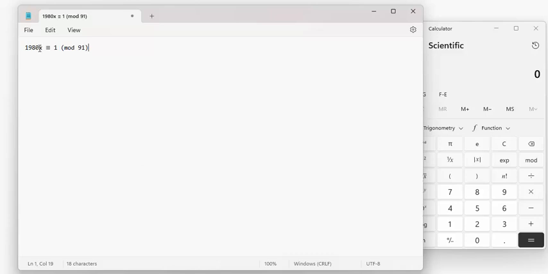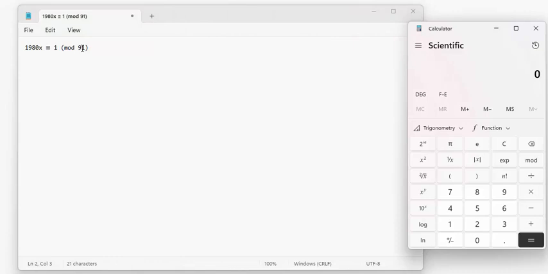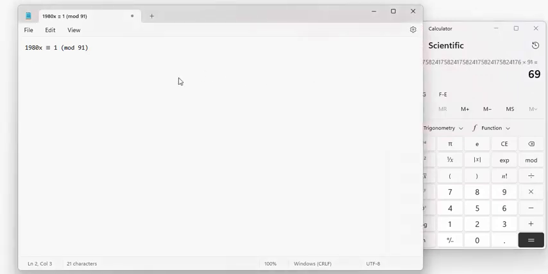So 1980 is too large compared to the modulus itself, so we better reduce this to a number which is less than 91. We get the remainder of 1980 divided by 91. We divide first and then we subtract, and we get 21 times 91 back, which leaves 69. So it is 69x congruent to 1 mod 91. Alright, so we get a nice number now to work on.